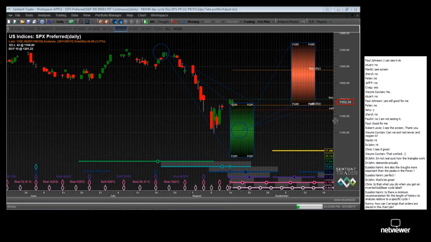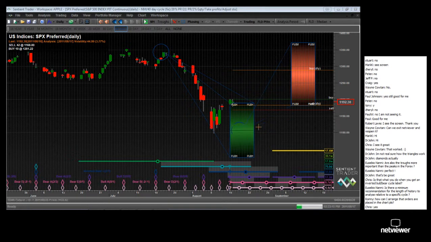I see several chat messages I've missed out on. Let me catch up. Is that what you do when you get an inverted bull-bear cycle label? Okay.